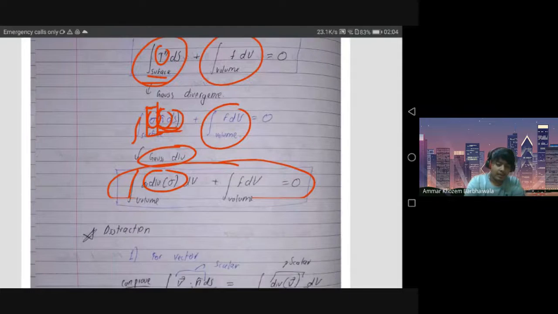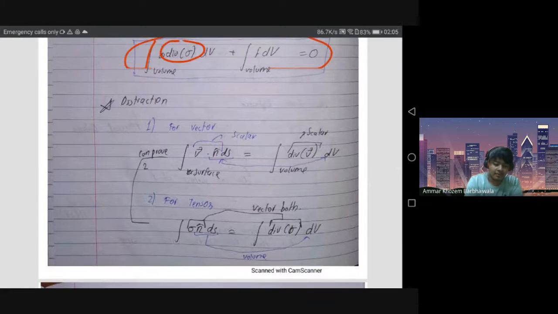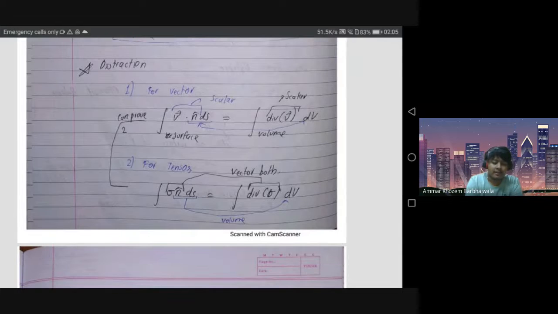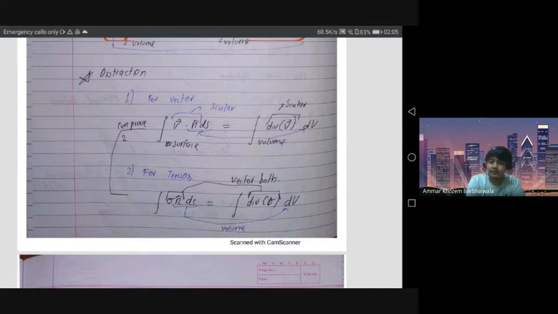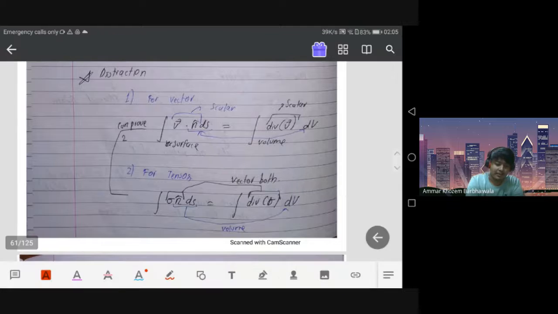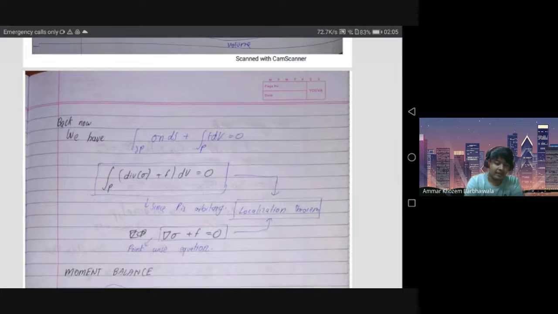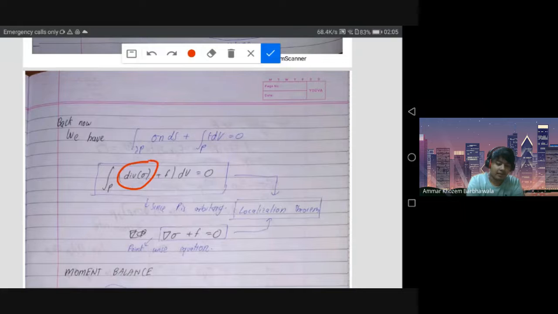Now we can write about the different types of Gauss theorem. For a vector, the Gauss divergence theorem gives the divergence of the vector in the volume integral. For a tensor, we have the divergence of the tensor in the volume integral from the area integral. So the n̂ dS converts into the dV volume, which is right here. Let's get back to it. We again have this thing where we write the divergence of sigma plus the body force over the entire volume of P.